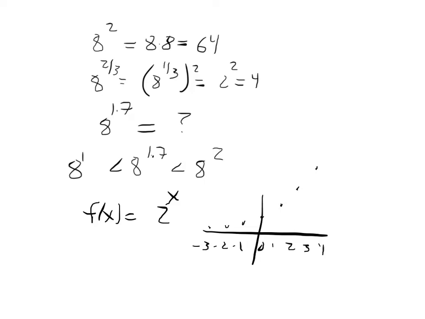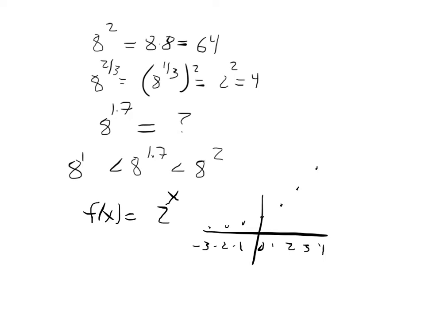So we're going to go ahead and look at exponential functions now. Again, we've looked at a little bit with exponents that are integers, something like 8 squared. That's 8 times 8, 64. Rational exponents, 8 to the 2/3, we can rewrite that as the cube root of 8 squared. 2 squared is 4. But what would something like 8 to the 1.7 be equal to?